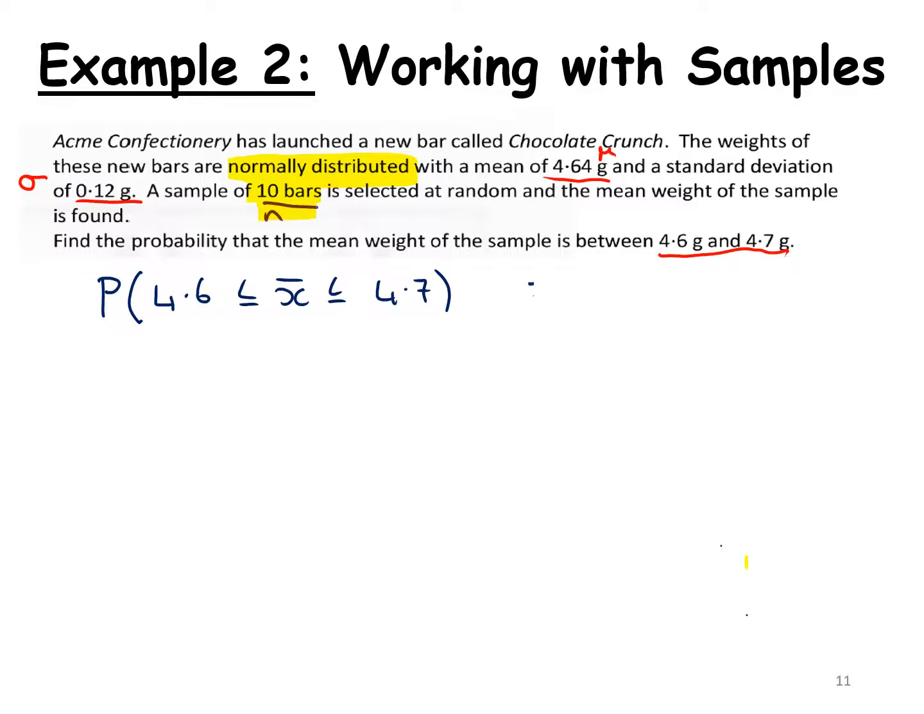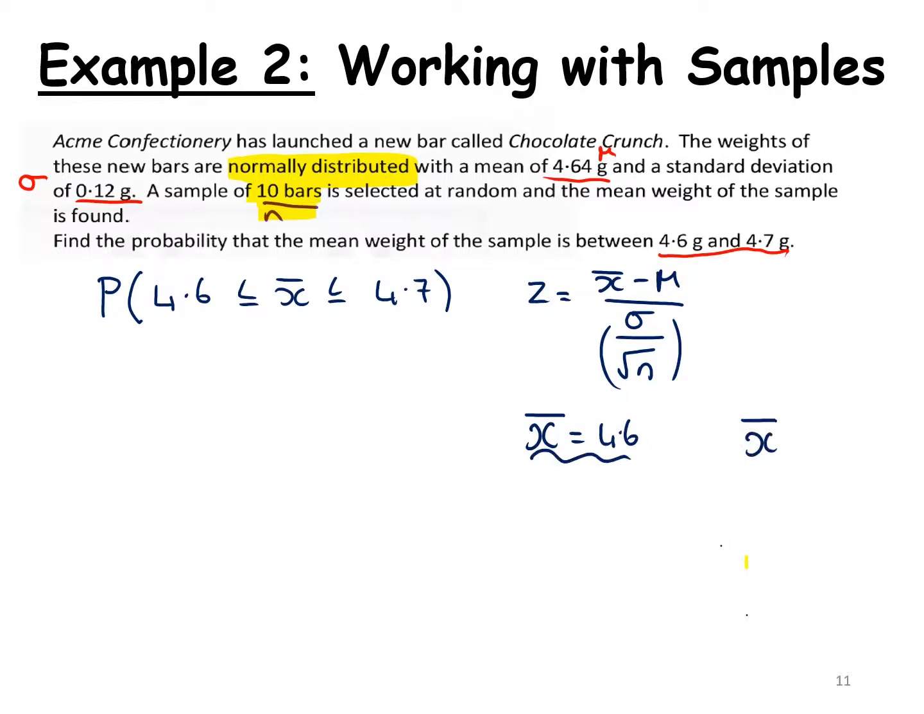And the z-score formula is z is equal to x bar minus mu all over standard deviation all over root n. X bar, we have two. We have to do x bar equals 4.6. That'll be one. And we'll do x bar equals 4.7. That's the other one. We have mu, which is equal to 4.64. We have standard deviation, sigma 0.12, and we have n is equal to 10. So that will remain constant.